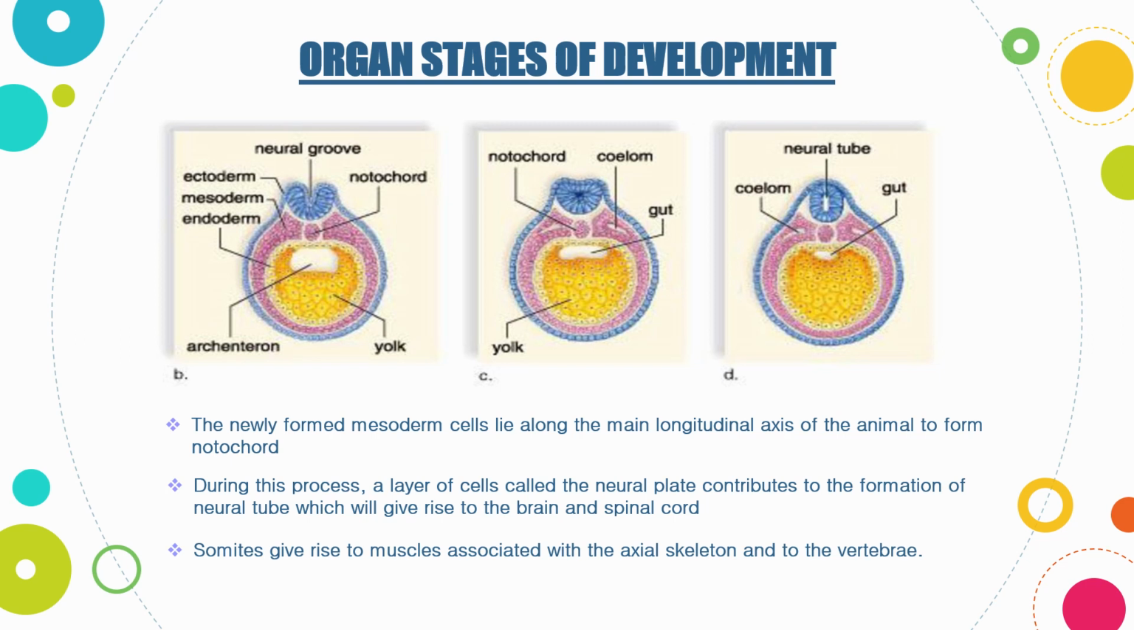Organ formation can be related to germ layers. For example, the nervous system develops from midline ectoderm. The ectoderm is the outer layer and it is located just above the notochord. During this process, a layer of cells called the neural plate contributes to the formation of a neural tube. The anterior part will develop into the brain and the rest will become the spinal cord.